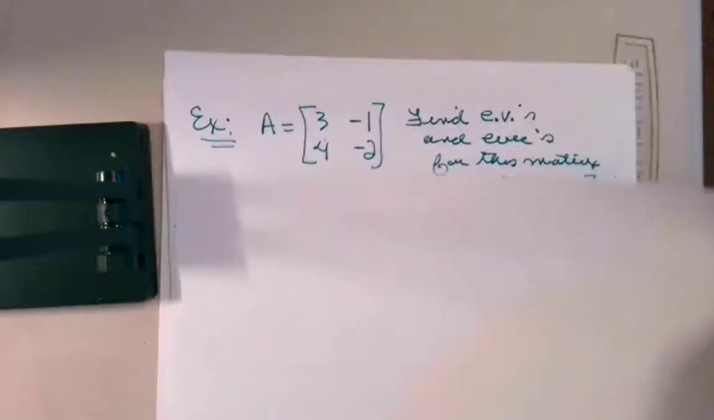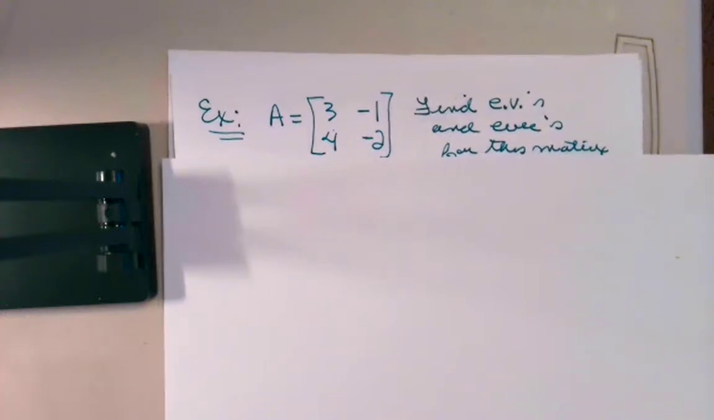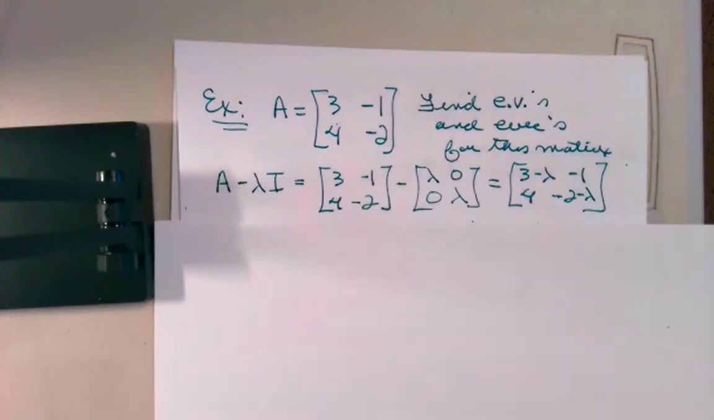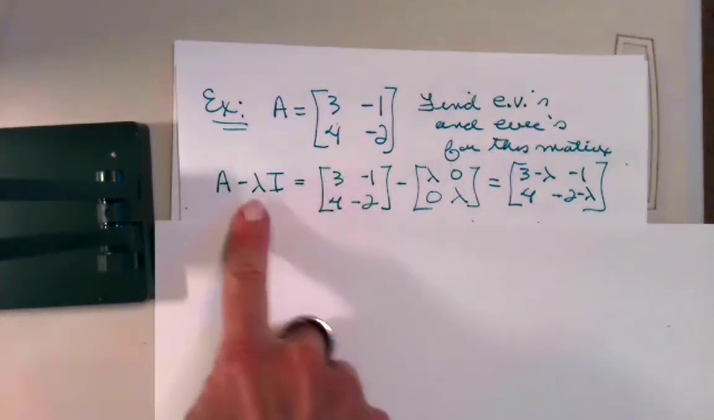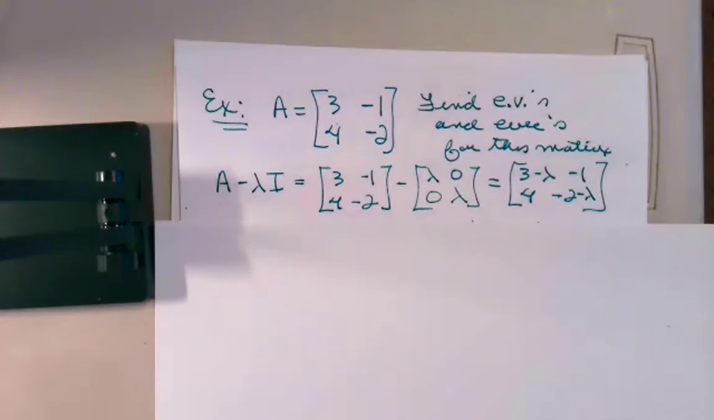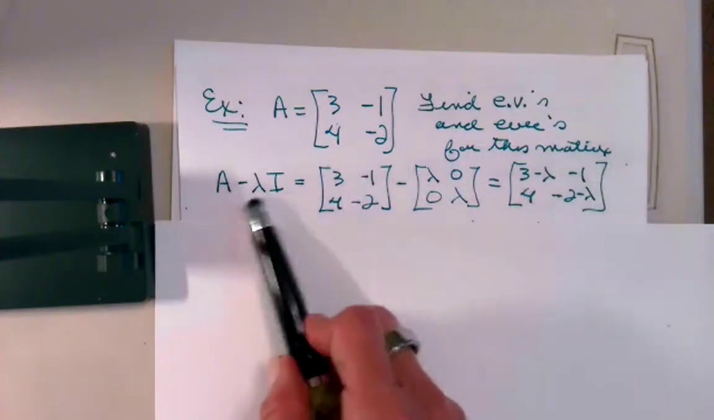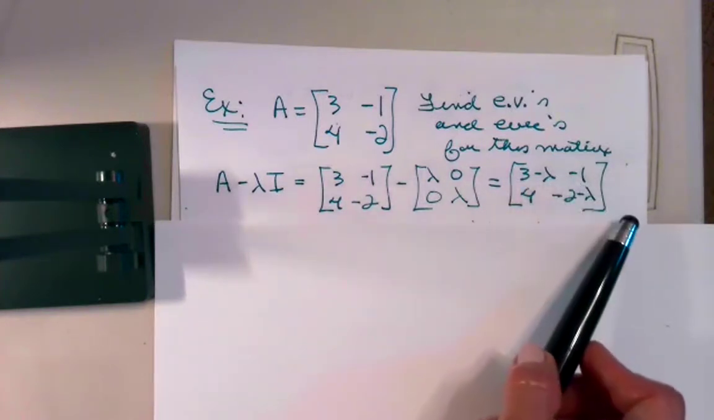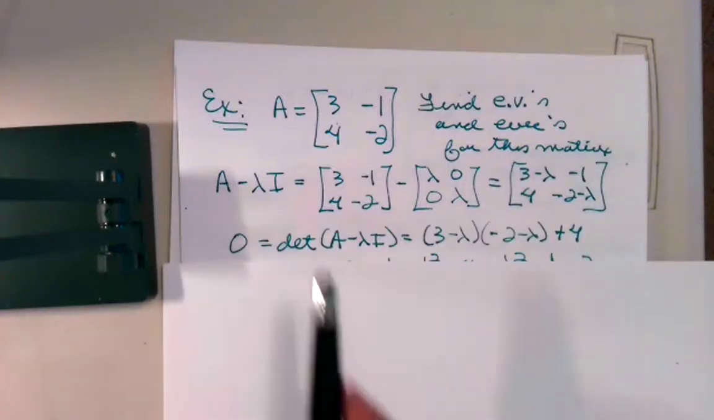I want to take this matrix and find the eigenvalues and the corresponding eigenvectors. The first thing we need to do is write down A minus lambda I, so that means lambda times the identity. When you subtract, you get this. A minus lambda I just means, on every matrix, subtract lambda off the main diagonal. So you don't really have to write it out once you figure that pattern out.